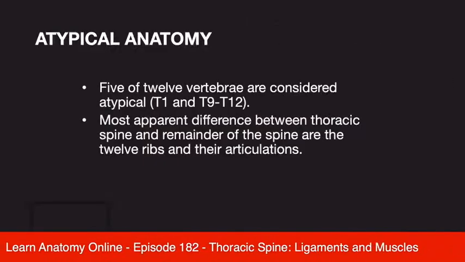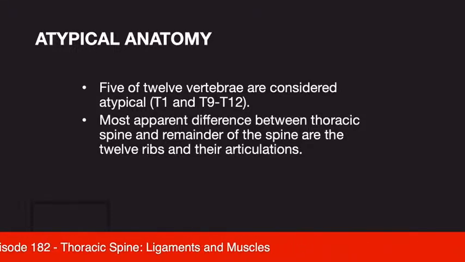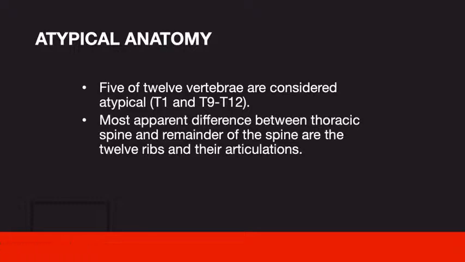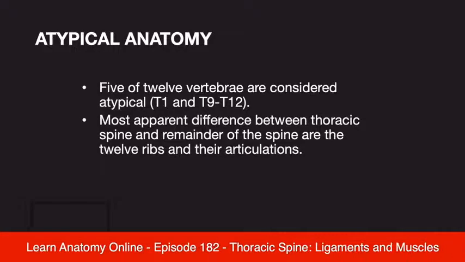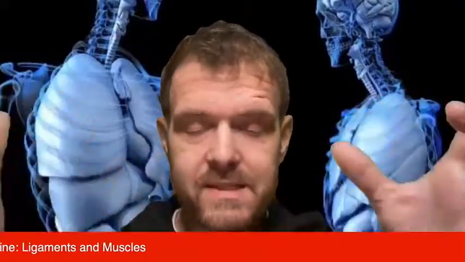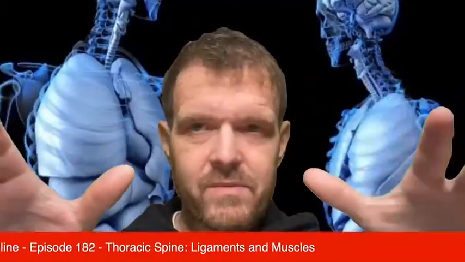Here we go. Yeah, so 5 of the 12 vertebrae are considered atypical, so T1 and then T9 down to T12. And most apparent differences between the thoracic spine and the remainder of the spine are the 12 ribs and their articulations. So we know that there is a difference with the thoracic spine compared to anywhere else because the ribs attach, but then the ribs attach in different places on each of those vertebrae. So yeah, definitely worth having a look back at the previous episode to go over those, and it helps to explain the function of the ribs as well.